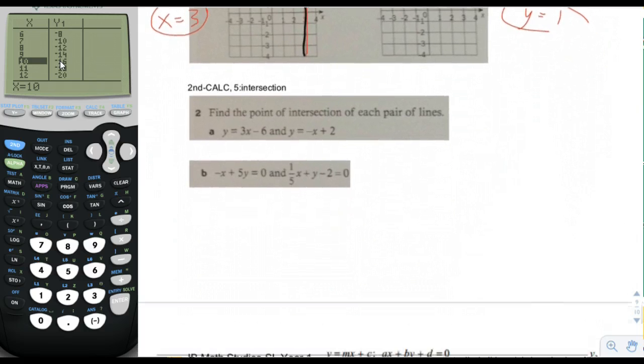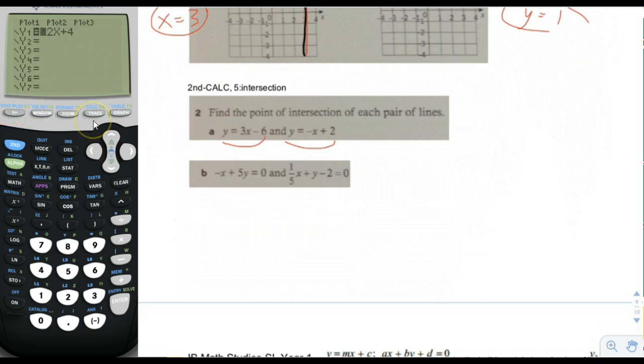Okay. 2a, find the point of intersection of each pair of lines. So you got this line and you got this line, and finding the intersection is one of the easiest things because all you need to do is put it in the calculator, and then we use the second calc intersect function. So we have 3x minus 6 as one of the equations, and the other equation is negative x plus 2, and they already have it in gradient intercept form, so it makes it easier to input these into the calculator. We don't even need to solve for y.